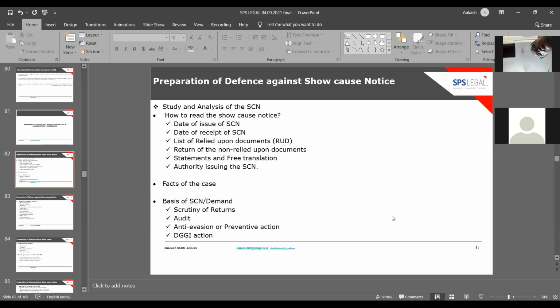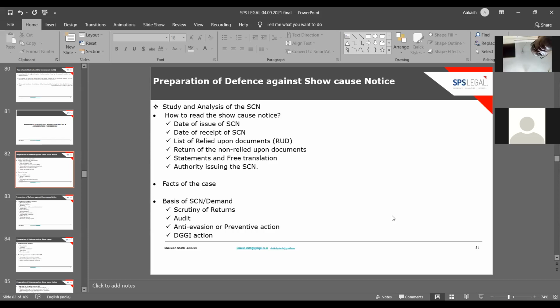The first thing to be done, when an SCN has all these enclosures, is to recheck that every enclosure stated to be enclosed is available. Otherwise, it should be immediately asked for. Similarly, if documents and records have been seized, out of which only a few have been relied upon by the department in the show cause notice, the other non-relied upon documents should be immediately asked for as a return. It is the department's responsibility to return them, but it should be immediately asked for.